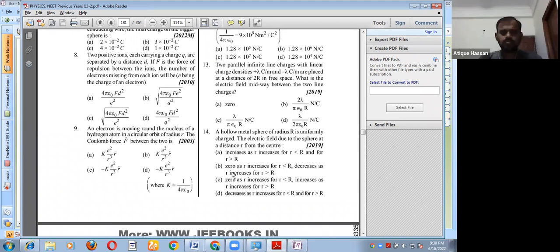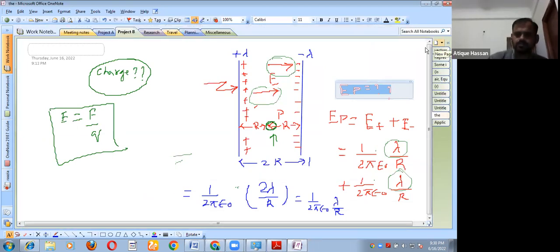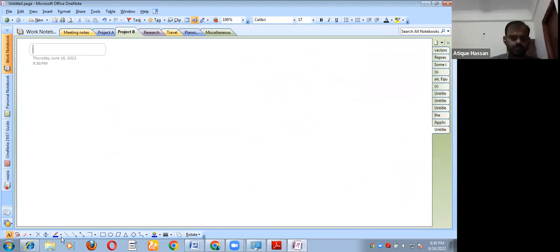It's a charged hollow metal sphere. So let me explain the question, what it is saying and what it is asking. First understand the question. The question says there is a charged hollow metallic sphere. Suppose this is a charged hollow metallic sphere and the charge on this sphere is Q and its radius is R.